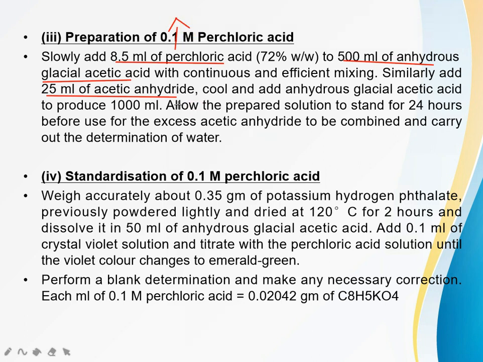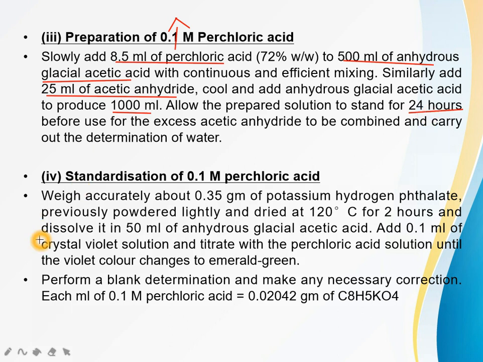After addition of 25 ml of acetic anhydride, you have to cool and add anhydrous glacial acetic acid to produce 1000 ml. After it is finally prepared to 1000 ml, you have to keep it standing for 24 hours because you have to get a reacted solution. Perchloric acid has to be reacted with the acetic anhydride so that the water is removed. For that you have to give a time of about 24 hours. For this reason, the prepared sample has to be kept for 24 hours.